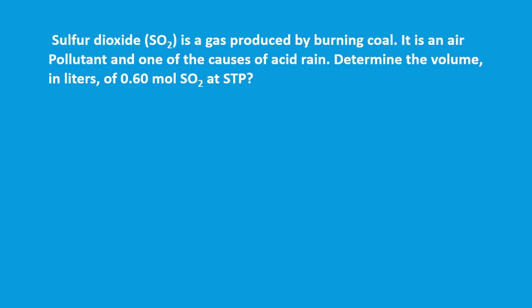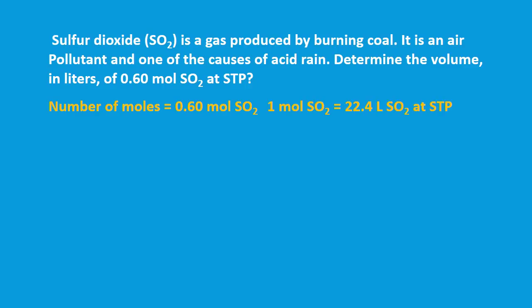Here we have sulfur. The question says sulfur dioxide is a gas produced by burning coal. It is an air pollutant and one of the causes of acid rain. Determine the volume in liters of 0.60 moles of sulfur dioxide at STP. So here's what we do. Here's what we know. We know how many moles we have, and we know the molar volume of a gas is 22.4 liters at STP.